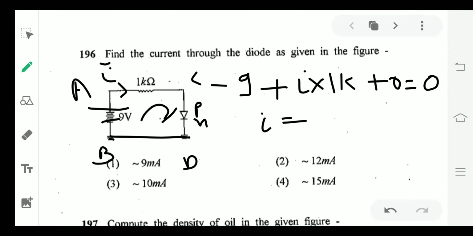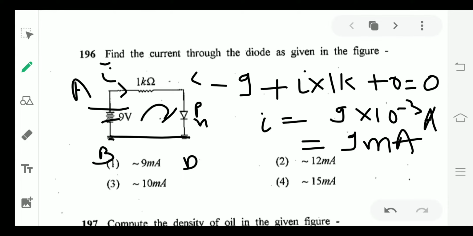So the current I will be 9 upon 1 kilo ohm, which we can write in terms of 10 to the power 3. When this 10 raised to the power 3 goes upside, it will become 10 to the power minus 3 ampere. So our current will become 9 milliampere. So the answer is 9 milliampere.